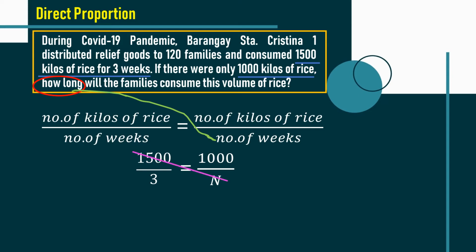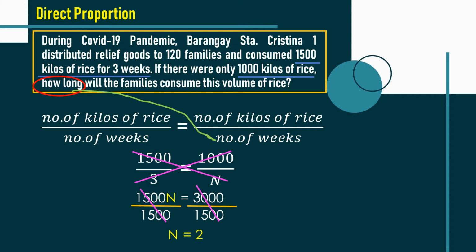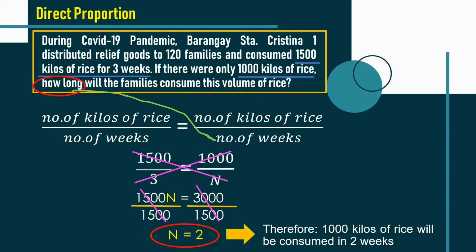Let us cross multiply. n times 1,500 equals 1,500n. 3 times 1,000 equals 3,000. Then, divide both sides by 1,500 to get the value of n. Dividing now, 1,500n divided by 1,500 equals n. 3,000 divided by 1,500 is equal to 2. Therefore, 1,000 kilos of rice will be consumed in 2 weeks by 120 families.